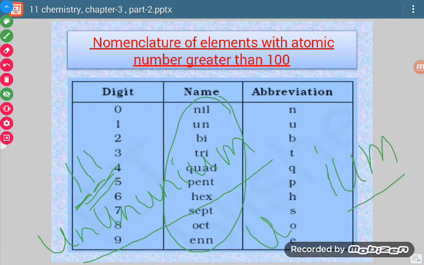And now how will we give the symbol? Again, first letter only. For this it is U, for the next also it is U, and for the next also it is U. The first letter will be capital, the others small. So its symbol will be Uuu.